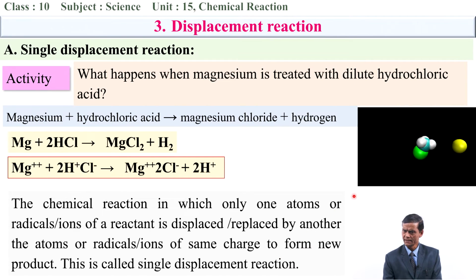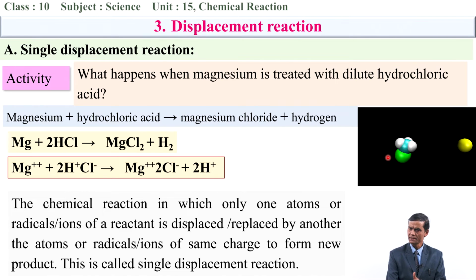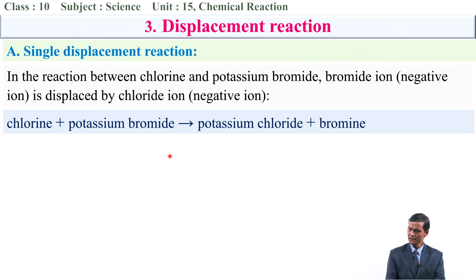Look at it. Here is a substance. This is a metal or one electropositive or negative radical which is displaced from another, isn't it? So here one is displaced, another is combined. This can be represented by animation also. In single displacement reaction, there is also displacement of a negative ion. A negative radical displaces another negative radical. Look at it. In the reaction between chlorine and potassium bromide, the bromide ion, which is a negative ion, is displaced by the chloride ion, which is also a negative ion.